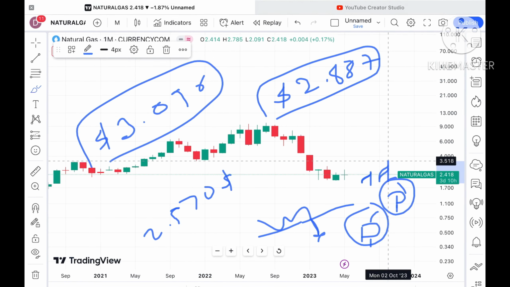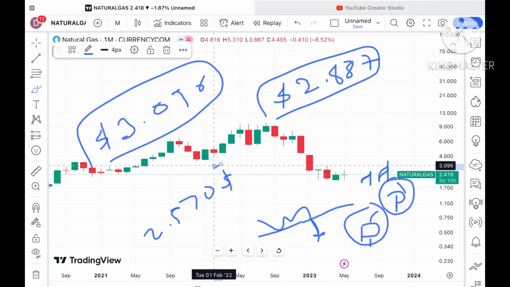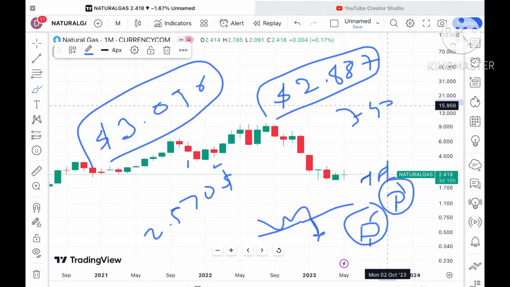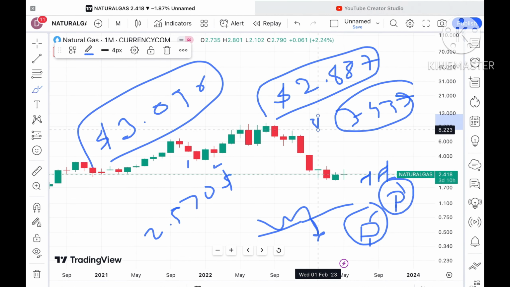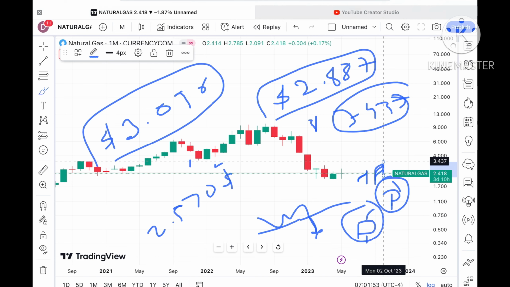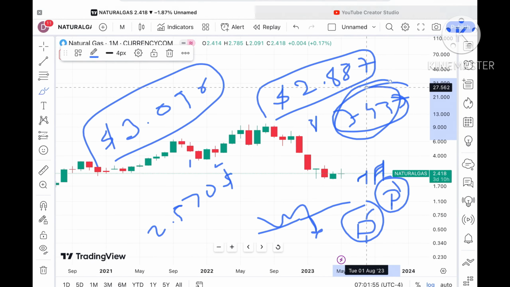And once it sustains above this level, yes, the probability will be high that it can cross a level of around $3.3, $3.437, which is already a weak resistance. So chances are high that if the price sustains this particular level, it can go towards $3.437, which is already a weak resistance.